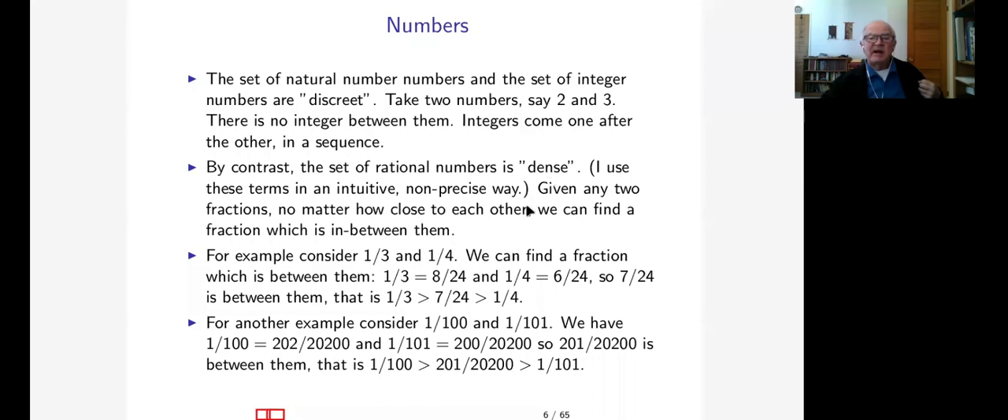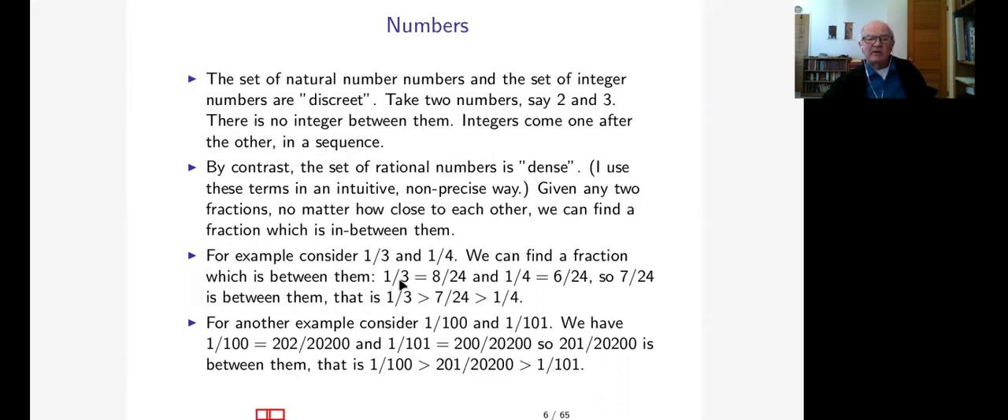By contrast, the set of rational numbers is dense. And what I mean by dense is this. You can find two fractions as close to each other as you want. Or to put it another way, you take any two fractions, in between, you can find another fraction. So for instance, if I take 1/3 and 1/4, we can find a fraction that's in between them.